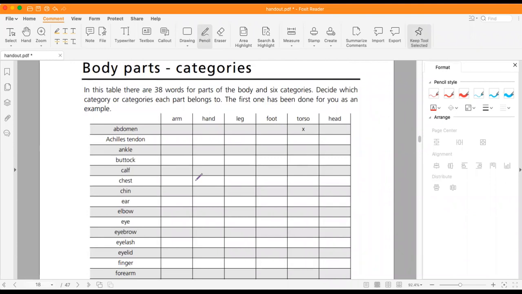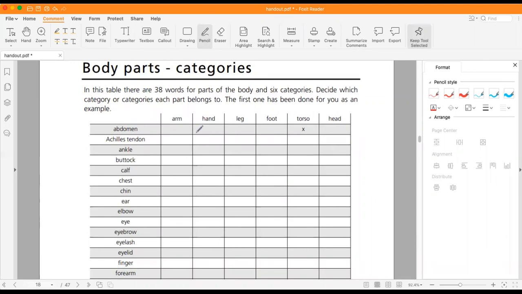For this exercise, it's an easy one, so I leave you to answer it alone at home. Here you will say, for example, the abdomen is related to the arm, hand, leg, foot, torso, or head. Of course, the abdomen is related to the torso. So it's an easy exercise.